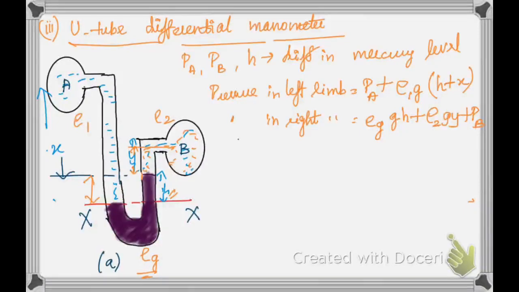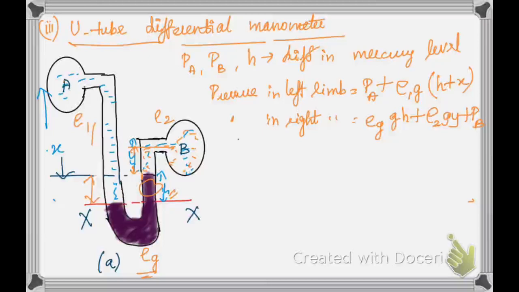Again, I am repeating: in the left limb we can see that we have three different liquids here. Since three different liquids are there, we will have three different densities. So the pressure at A plus, for the first liquid, rho 1 g into x plus this height difference, because it is completely full, so the height will be h plus x, so rho 1 g into h plus x. But when you take the pressure in the right limb, you can see that the density of mercury will be different, so rho g into the height h, and the next thing will be rho 2 g into y plus Pb.